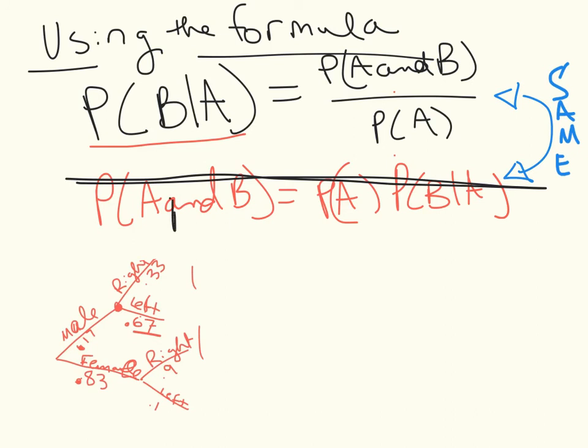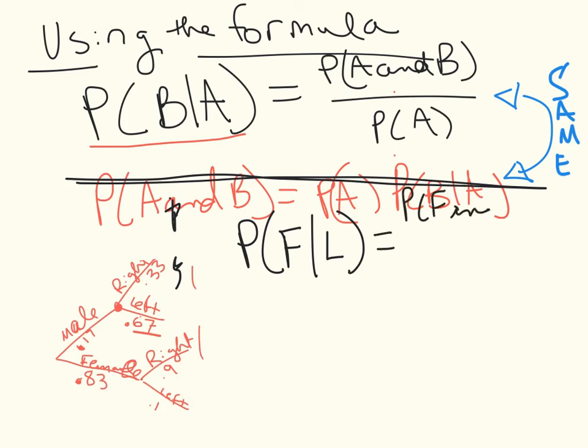So using our problem from before, our tree from before, you might also see the question, what's the probability of being female given you are left-handed? And that is going to be equal to the probability of being female and left-handed over the probability of being left-handed. So this is a little bit different.